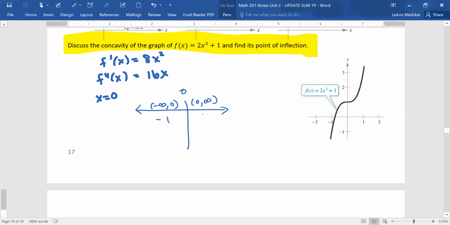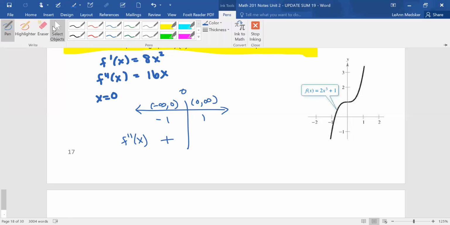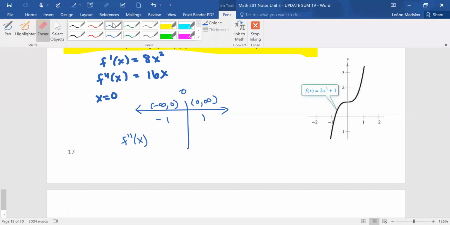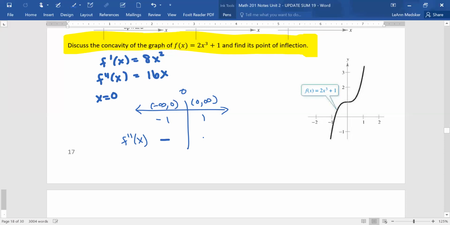I'm going to pick negative 1 and positive 1. And remember, we are testing this in the second derivative if we're testing for concave up or concave down. So if you put in negative 1, you're going to get negative 16, which is a negative. And if you put in positive 1, you're going to get positive 16, which is a positive. So this is concave down in this first region and concave up in the second.